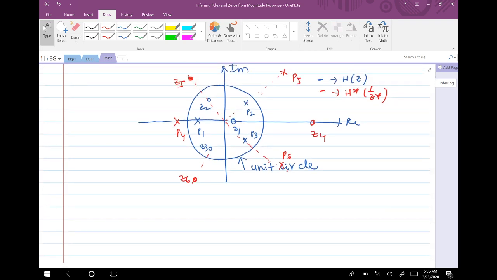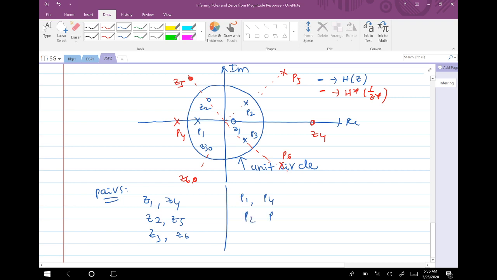Right, so which are the pairs here? Z1 and Z4, then Z2 and Z5, similarly here Z3 and Z6. Similarly, if you look at the poles, you have P1 P4, P2 P5 and P3 P6. Only one of them could exist.